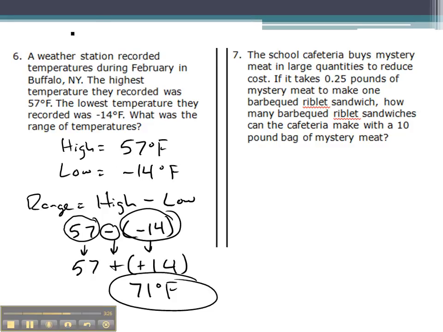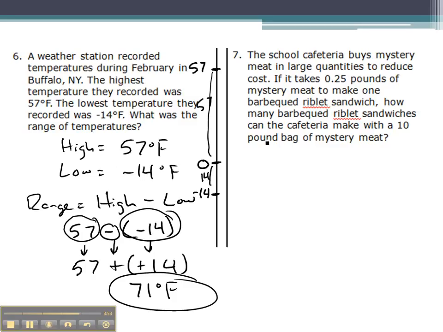You could also use a vertical number line for this one, since we're talking about temperatures. It's like a thermometer. Okay, if 0 is here, 57 is way up here, -14 is down here. So to get the full range, this piece is 57, from 57 to 0, and this is 14. That's why you add 57 plus 14.